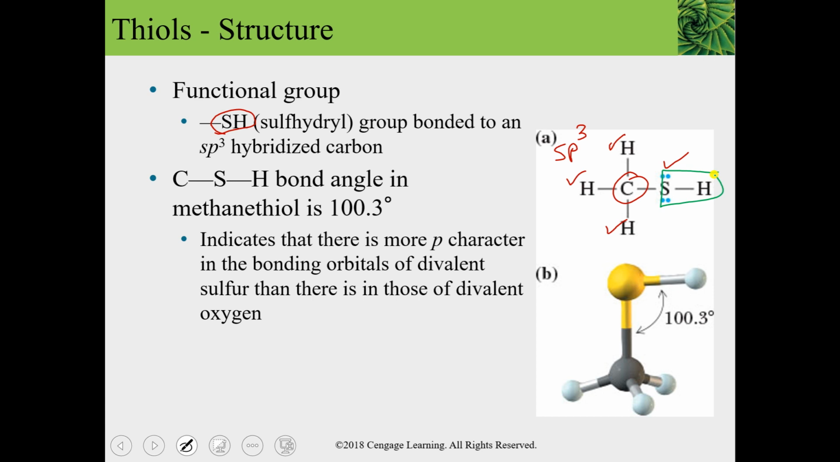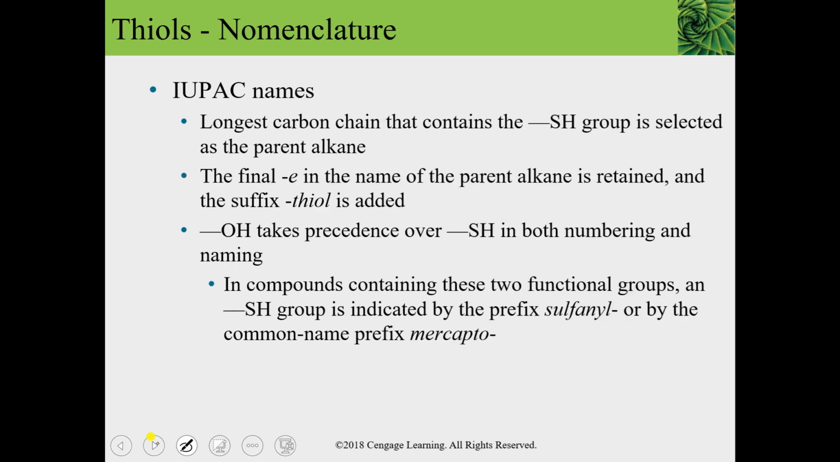So our carbon-SH bond angle is approximately 100.3 degrees, and that's in methanethiol. It indicates that there is more p character than not. All right. I'm less concerned about you knowing angles, more concerned about you understanding the concept.